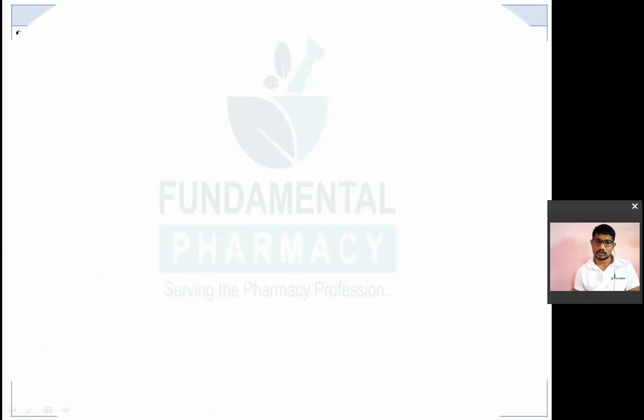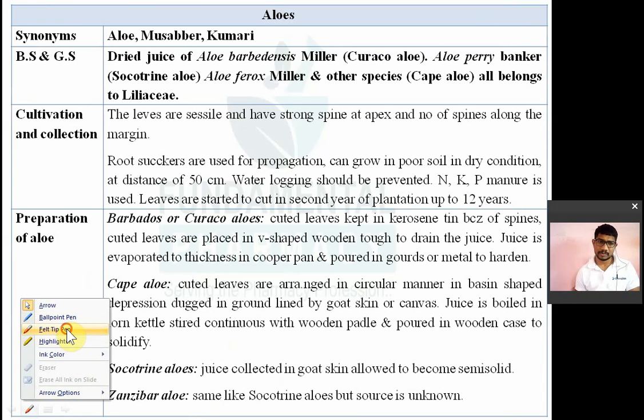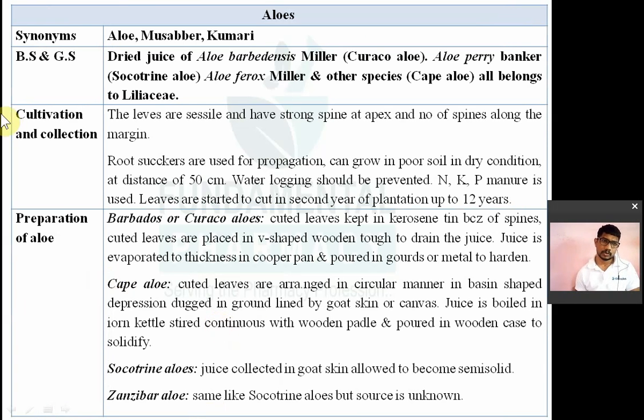So aloe vera, you have different varieties of aloe. The synonym for this aloe vera: it is also known as aloe, musabar, kumari. So remember, kumari means girl, and girls used to apply this juice of aloe vera on their cheeks, so that's why it is known as kumari. And what is it? Biological source and geographical source.